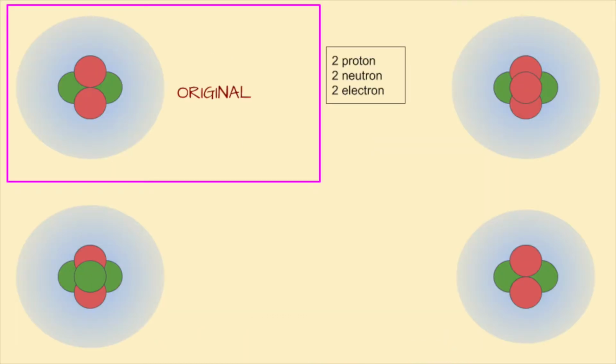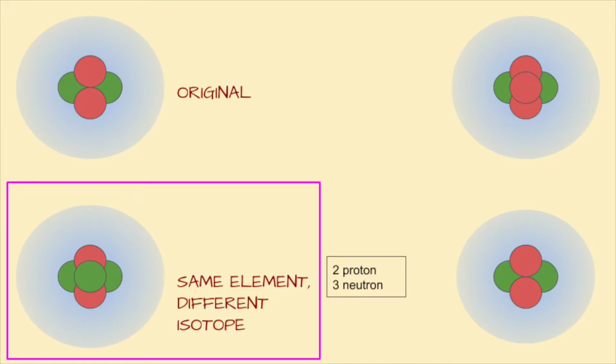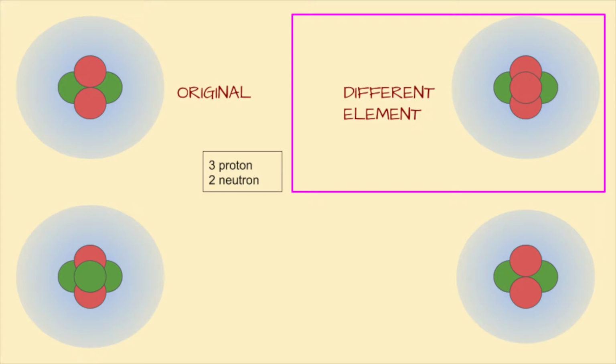Okay, now let's suppose that you have 4 atoms. The first one is the original atom with 2 protons, 2 neutrons, and 2 electrons. The second one is the same element but a different isotope. It still has 2 protons, but now it has 3 neutrons. Now, as you know, the number of neutrons determines the isotope and the number of protons determines the element, so it's the same element, different isotope. The third one is a different element all over because it has 3 protons and 2 neutrons. At first it looks like it might be the same because it has the same number of neutrons, but remember, neutrons determine isotope, not element. It has a different number of protons, that's why it's a different element.